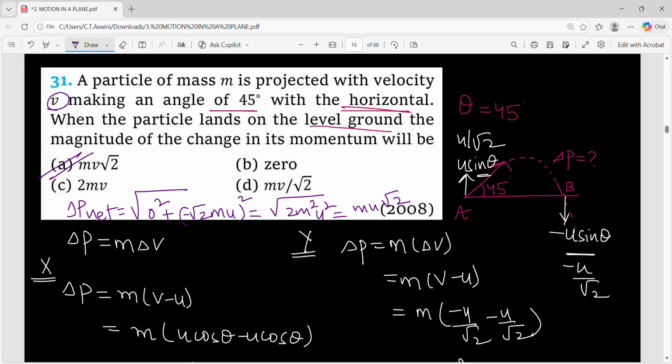Very simple. You are going to use the same formulas that we have dealt in 1D motion, but you are going to split it for x and y, and then you will take the net of them.